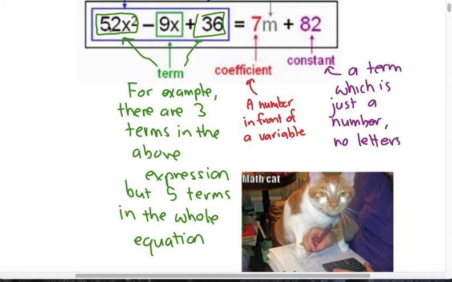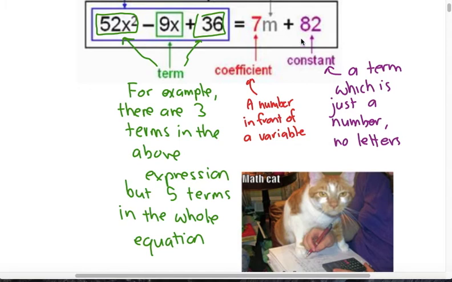So what's the coefficient of the x squared term here? That's right, it's 52. Now, interestingly, what's the coefficient of this term here? You might by accident think it's 9, but notice it's negative 9. The negative sign's important. So the coefficient of the x term is negative 9. What's the coefficient of the m term? It's positive 7, so you could just write 7.